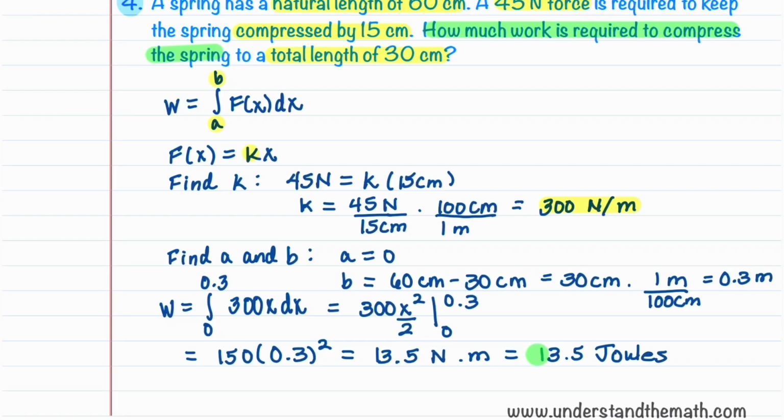And that's the amount of work that is required to compress our spring from its natural length of 60 centimeters to 30 centimeters. And that's it. You've learned how to calculate work using both constant and variable forces. To really master this concept, make sure to work through some practice problems on your own.